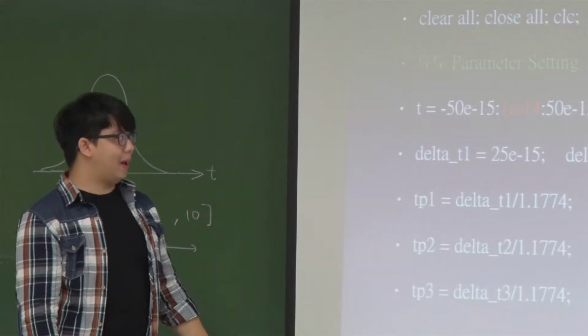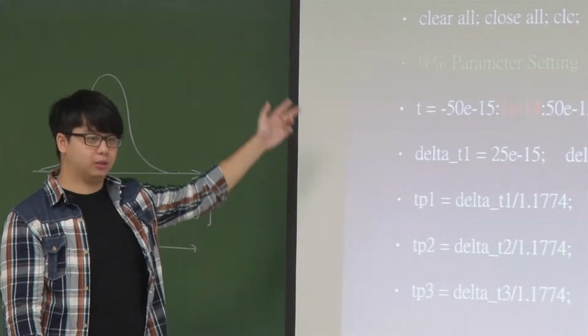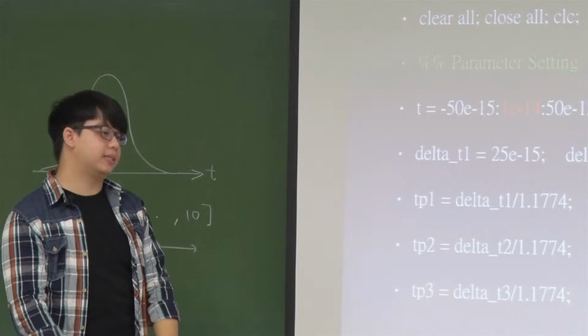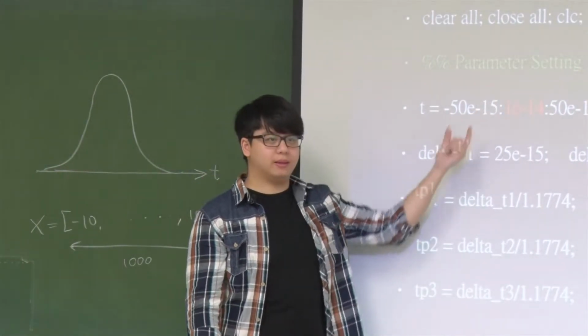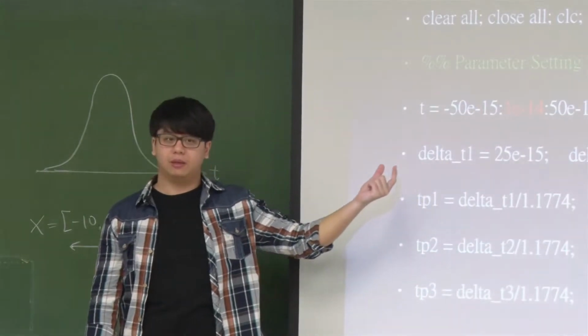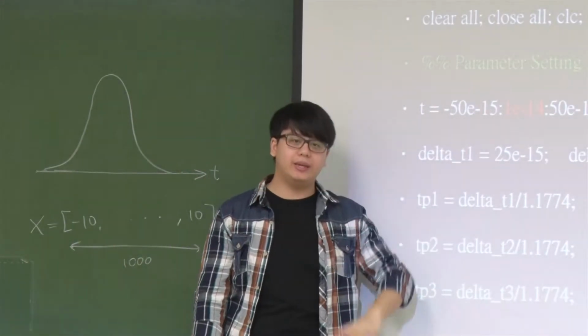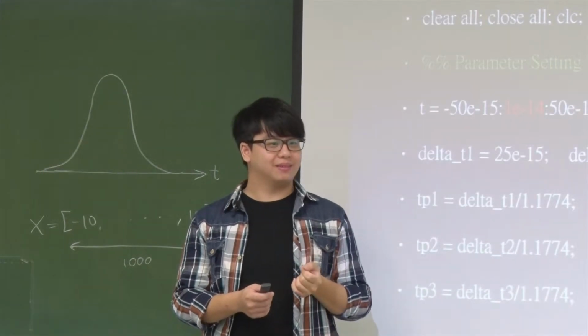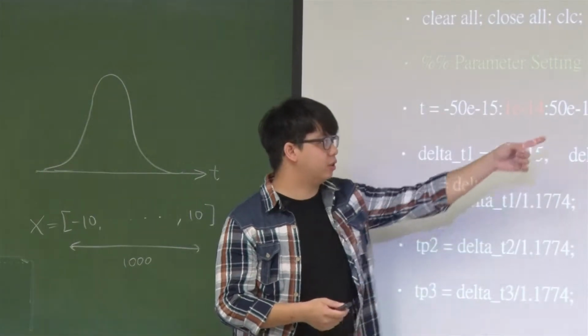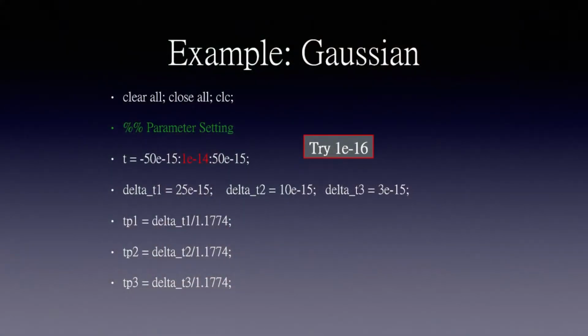So we should go back to the parameter setting in your code. This number is wrong, right? The middle number, the spacing. So should I take this number, decrease it, or should I increase it? I should make it smaller, right? So let's try to use 1e negative 16.